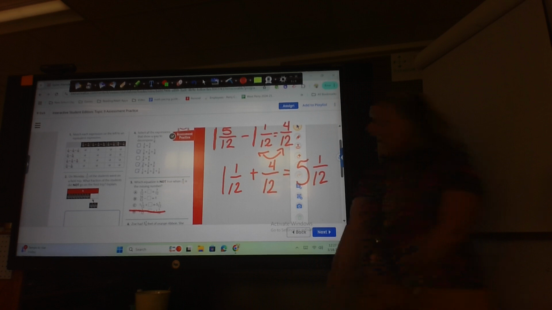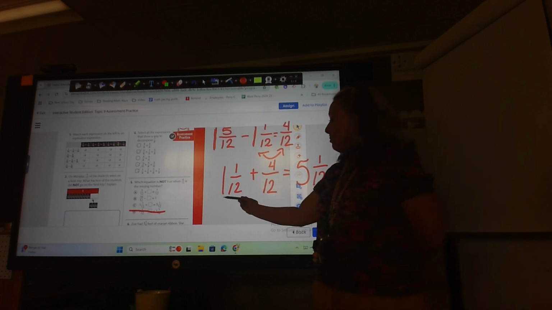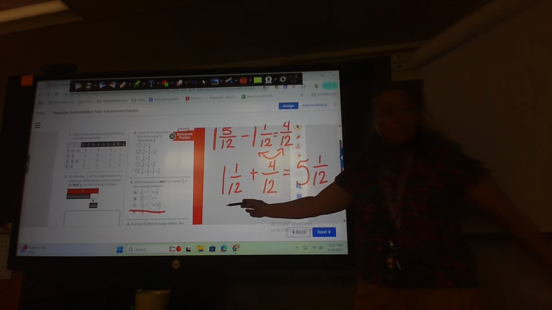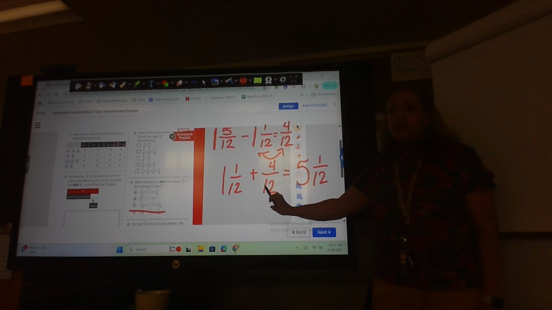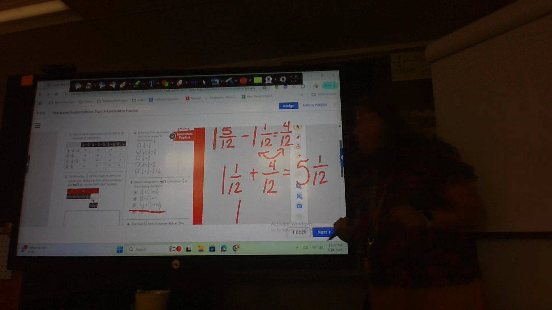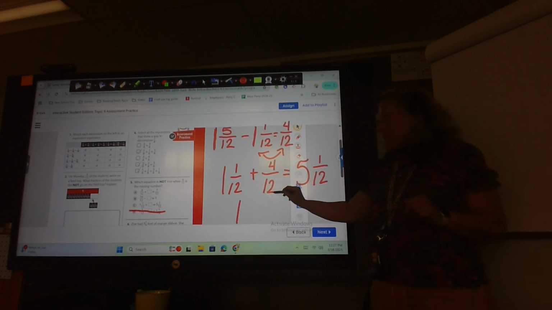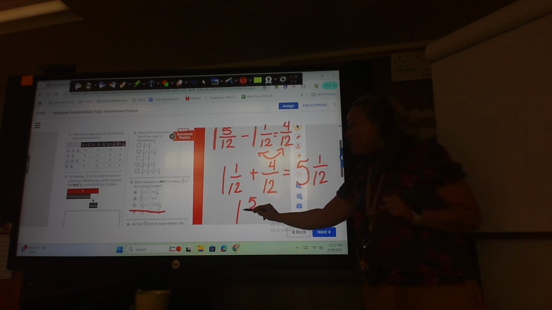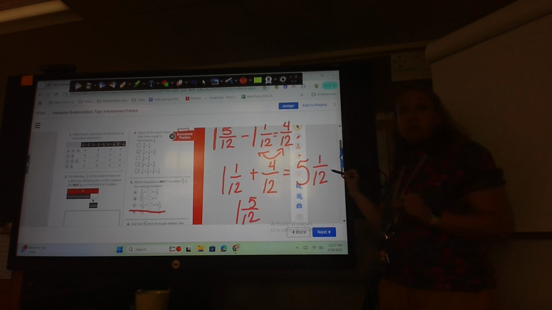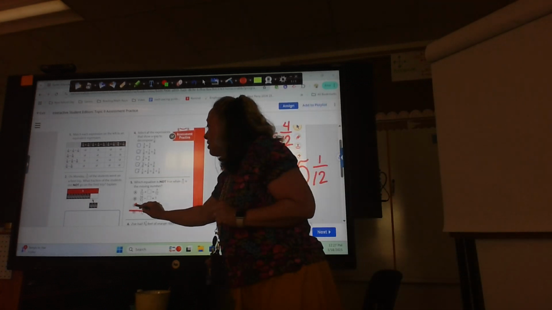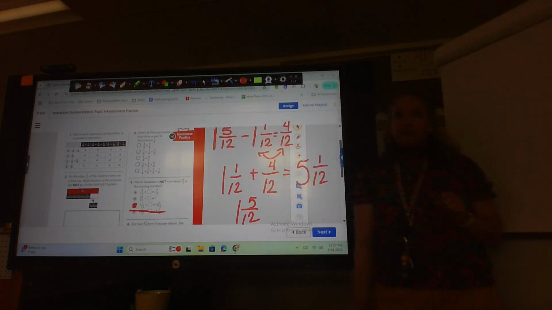So I'm going to add together my whole numbers first. Riley, what's my whole number on this one? 1, right? What's my whole number on this one? 0. Nothing. 0, right? So I've only got one whole. Now when I add together these, I've got 5 over 12. So my answer to this is 1 and 5/12. So, not right now. That's wrong, isn't it? That one's not going to work. That one does not work out.